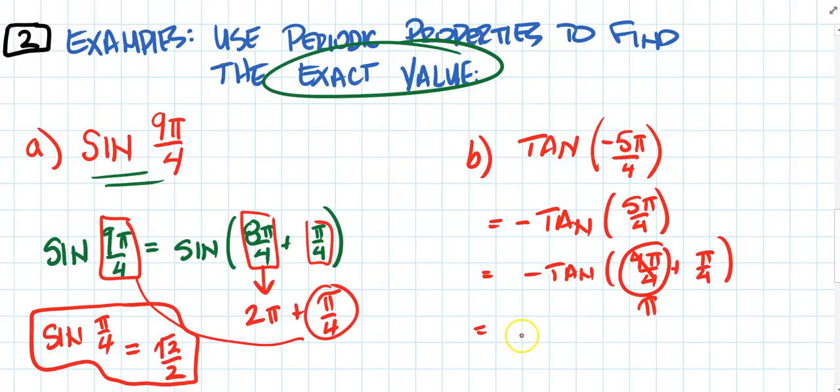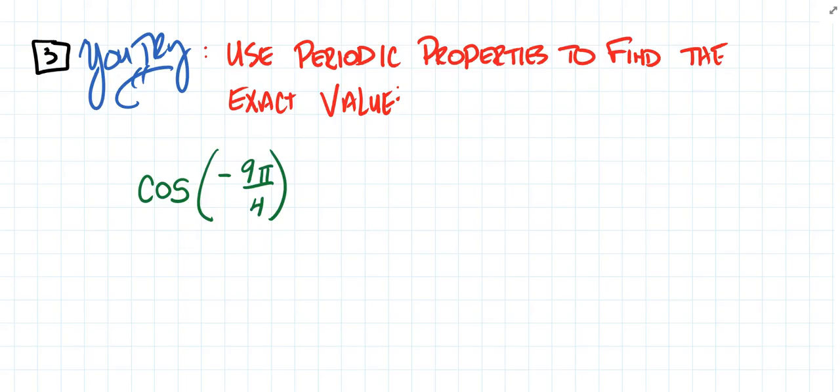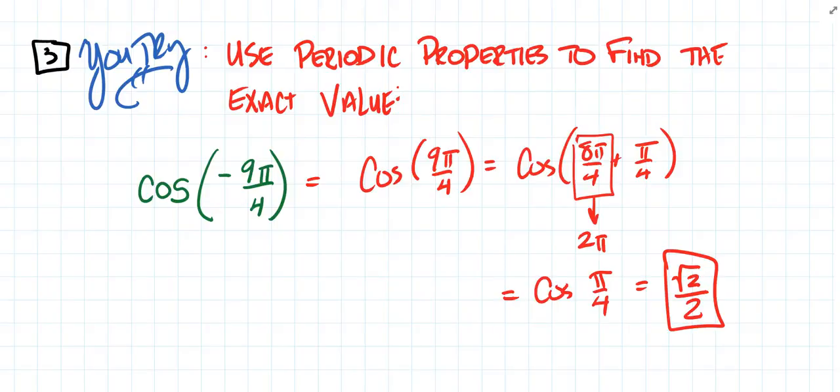So therefore, this is the same thing as the negative tangent of the other angle I have left over, pi over 4. And we should know that the tangent of pi over 4 is a value of 1. But since I have a negative out in front, I'm going to have negative 1. So therefore, the tangent of negative 5 pi over 4 radians is worth negative 1. Okay, here's a U-try. Use periodic properties to find the exact value of the cosine of negative 9 pi over 4. Don't forget your even and odd properties. Hopefully you got the right answer of radical 2 divided by 2.